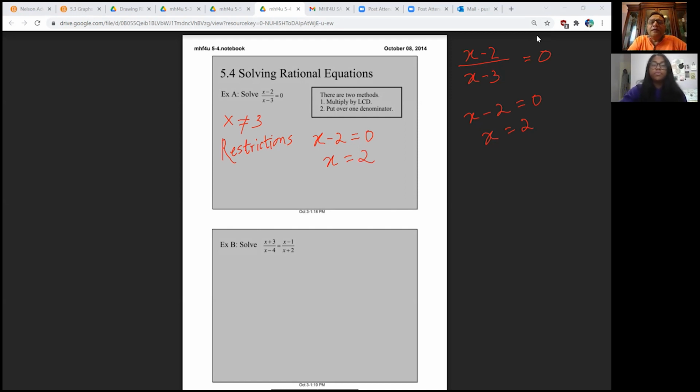Now, I read here that there are two methods. Well, there are a couple of methods, just as we found one, correct? The numerator has to be 0 if you ultimately want the left side to be 0, right?